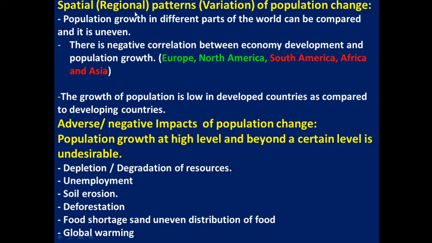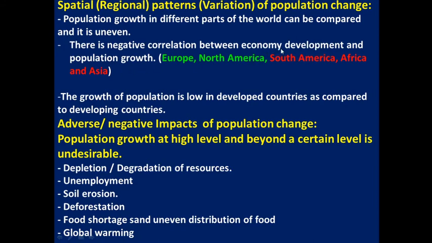Spatial means regional, patterns means variation of population change. So population growth or change is not the same all over the world or all over the countries of the world. Population growth in different parts of the world can be compared, and if we compare the growth of population among the countries, among the continents of the world, it is totally uneven. So there is a negative correlation between economic development and population growth.